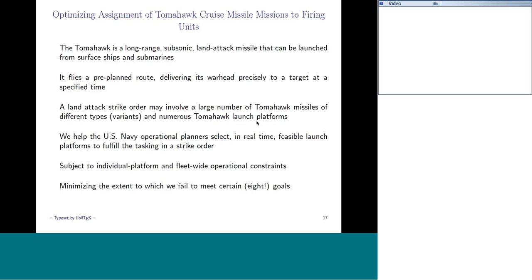But clearly we also have individual platform capabilities that we consider, and also fleet-wide operational constraints. And then we have 8 goals. We've got this problem with the military planners telling us, well, we really want to do all these things, and so we really have a multi-objective problem here with 8 very distinct objectives.